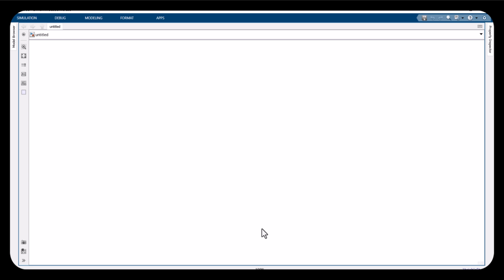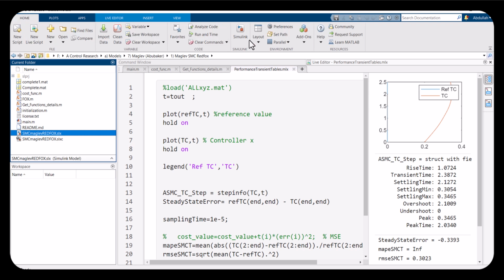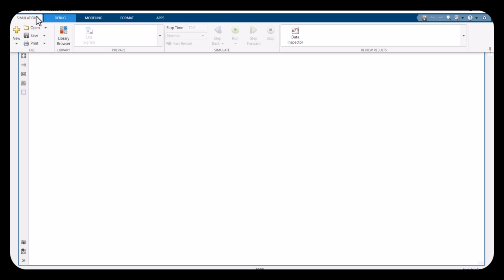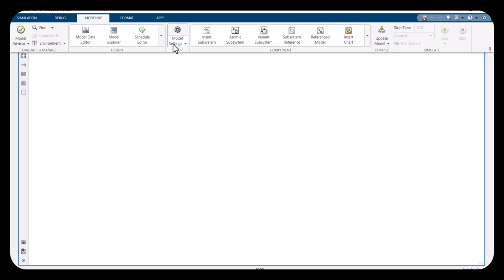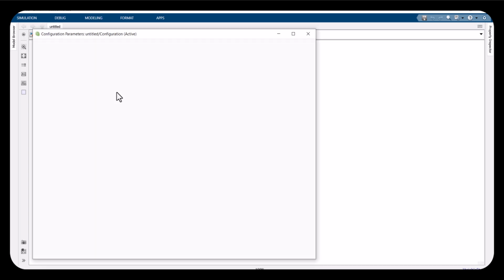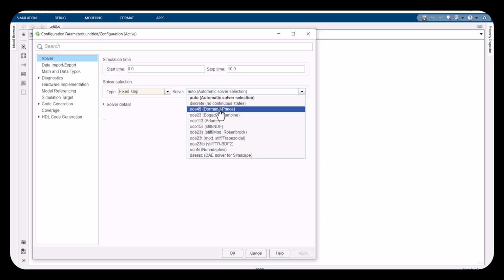I'll open MATLAB. Go to this part, click on Simulink, and open a blank model, and you'll come up here. Then go to modeling settings, or just press Control E. We'll change some of the settings in the first place before we start. We'll make a fixed step and use discrete time.